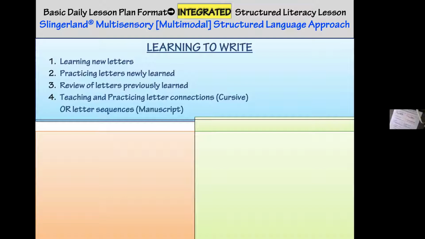I discovered, actually, it was more of a shock than a discovery, that because in summer school, when we're doing the teacher training, we're generally teaching cursive.